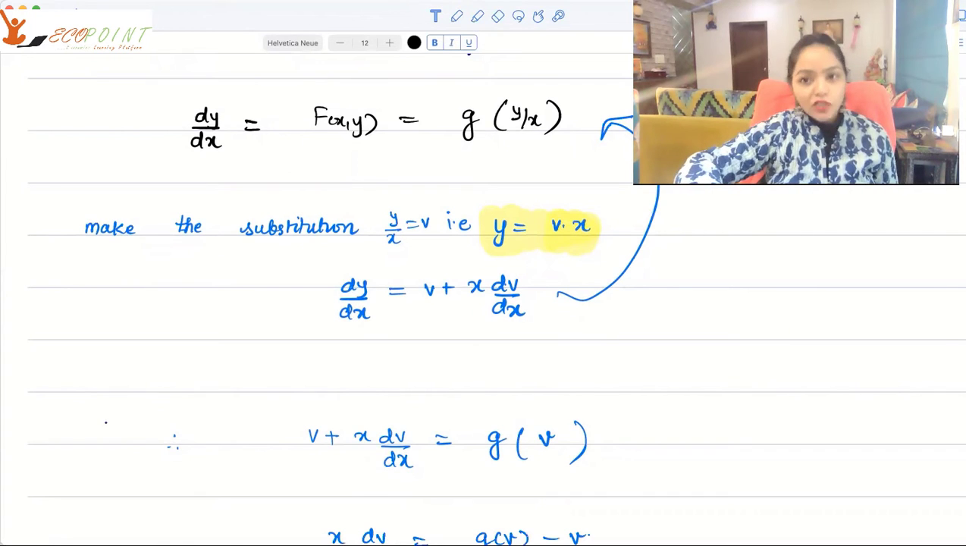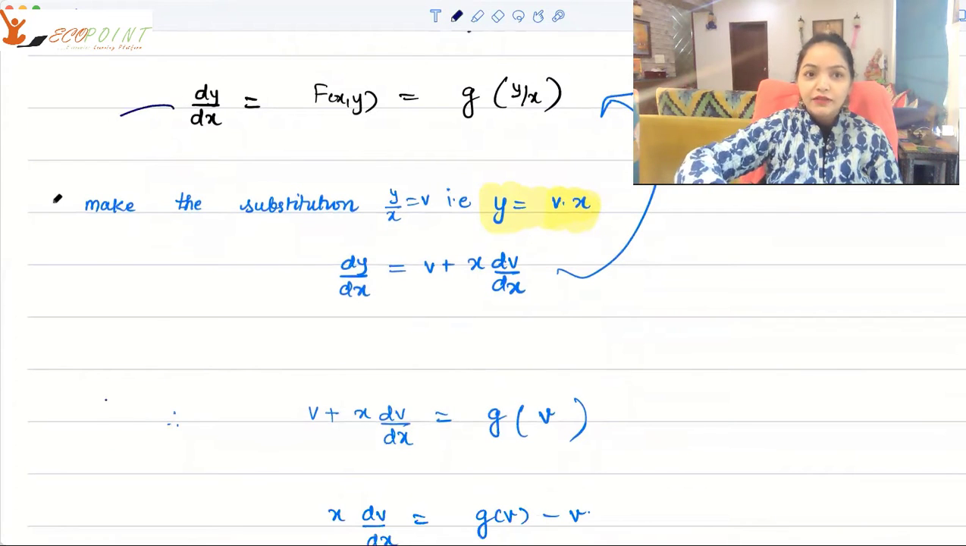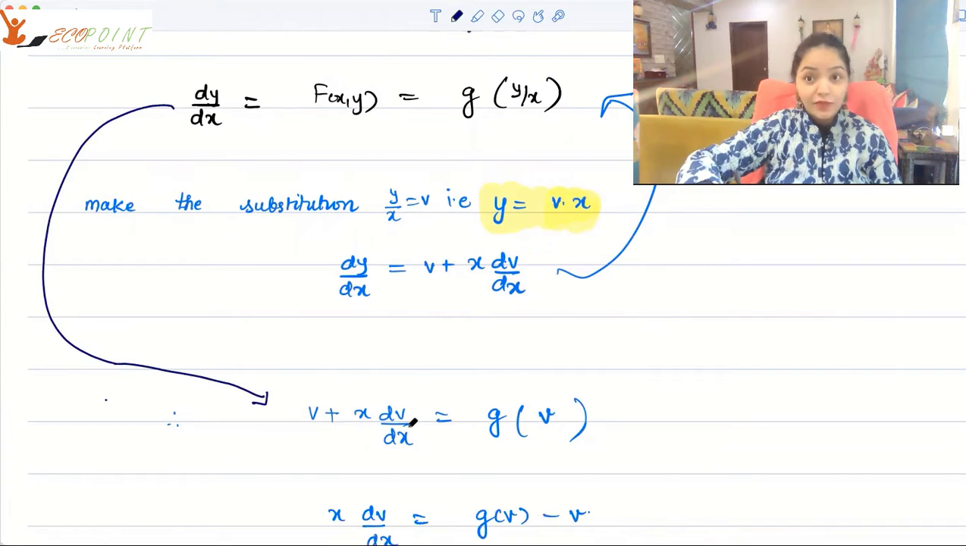Now you'll make this substitution. So this means that instead of what you had earlier, now your dy by dx is v plus x into dv by dx. And your right-hand side is g of y by x, where y by x is taken as v. So it's g of v, it's a function of v.